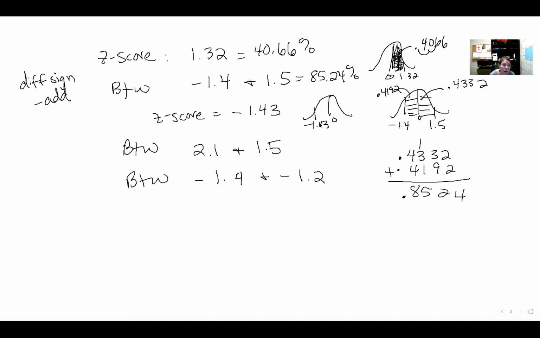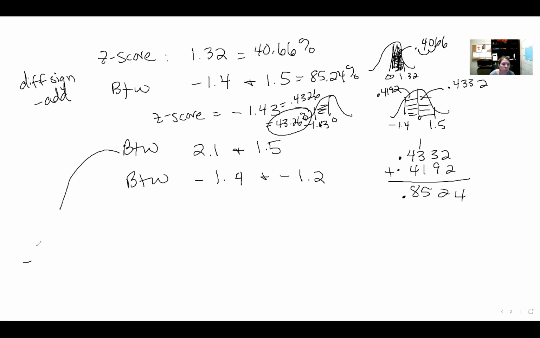If I'm looking up a z-score at negative 1.43, again, you're going to look up positive 1.43, which is going to be right here. It's 0.4236. It's 0.4326, which is 43.26%. Again, for the negative, you just look at the positive.